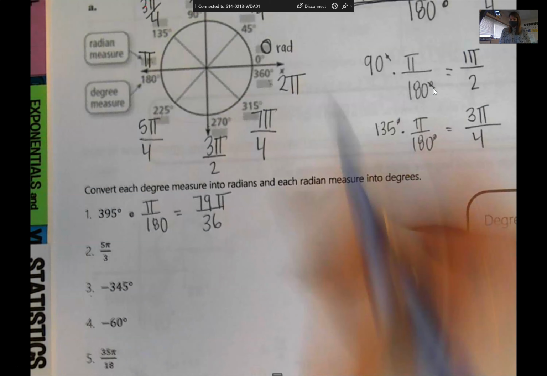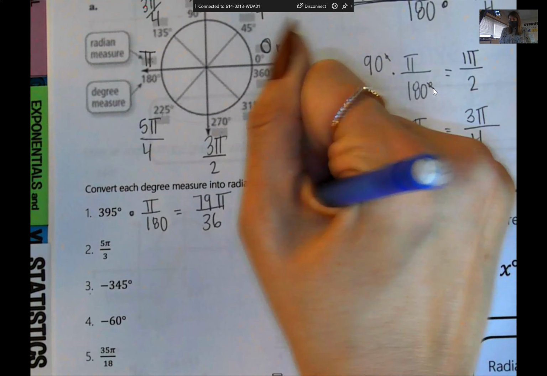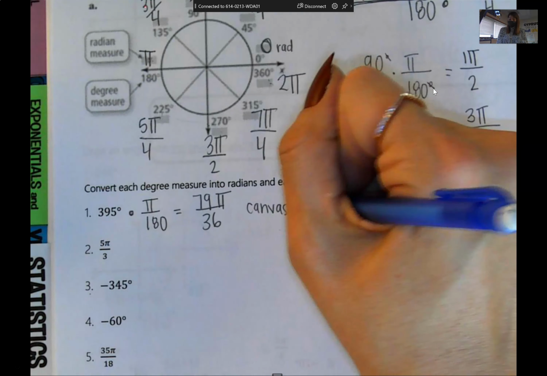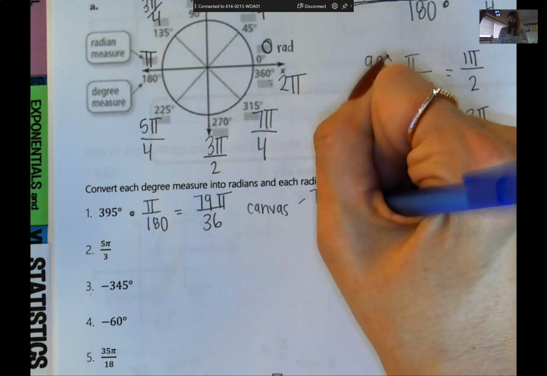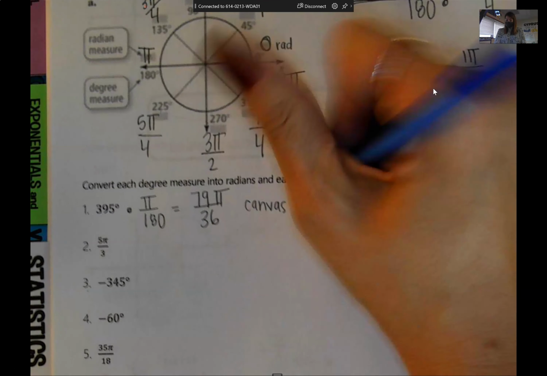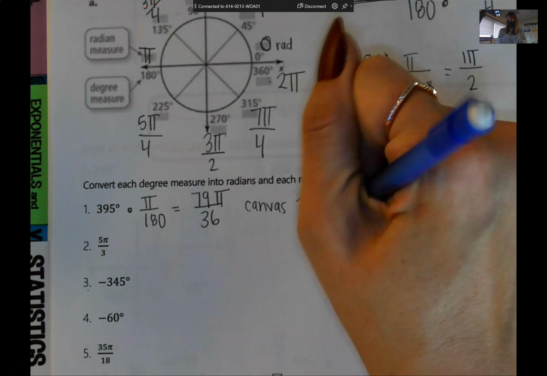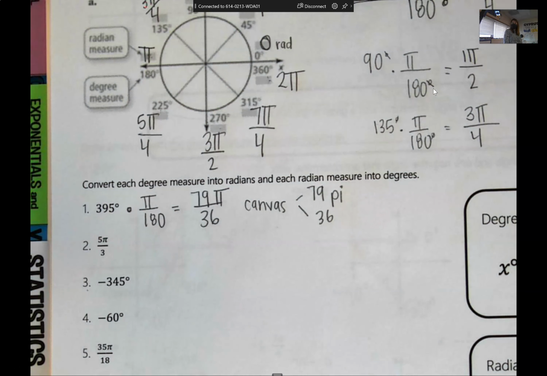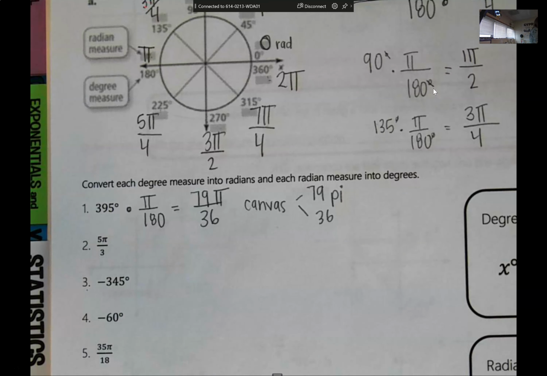Okay, if you were entering this into Canvas, it's going to give you a spot for the numerator and denominator. So you would type in 79 pi. I don't put a space, but you can put a space. And then in the bottom, you would put 36. So in Canvas, it'll say numerator, denominator. Instead of entering in pi, the symbol, you can just type pi.